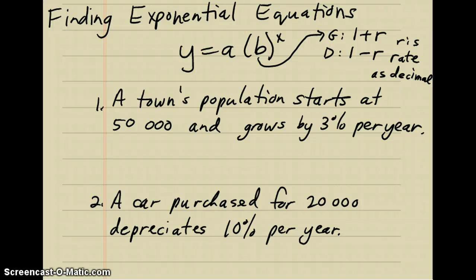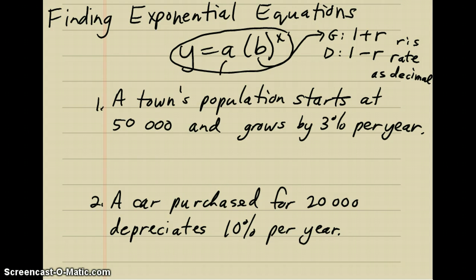We're going to look at how to find an exponential equation given a word problem or a table of values, or you might even be given a graph. First of all, we have to know that an exponential equation looks like this: y equals a times b to the x. Okay, b to the power of x.